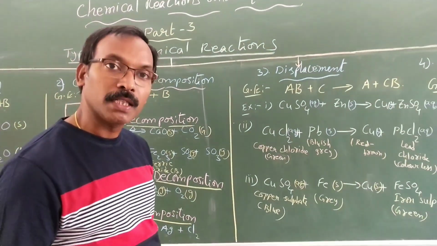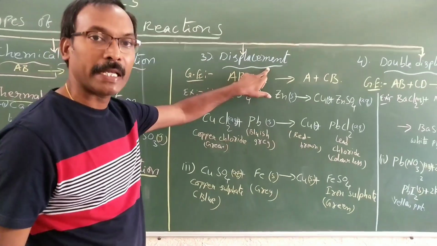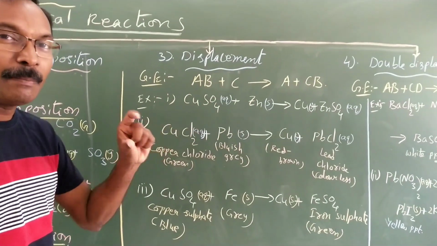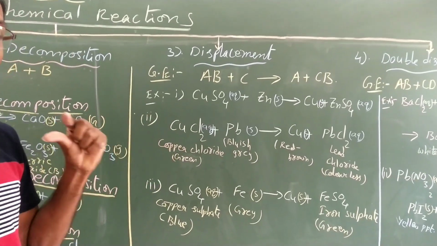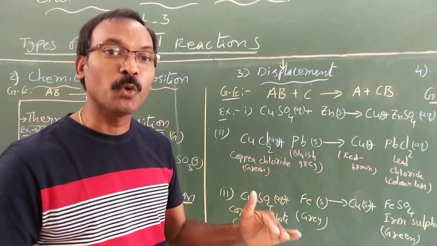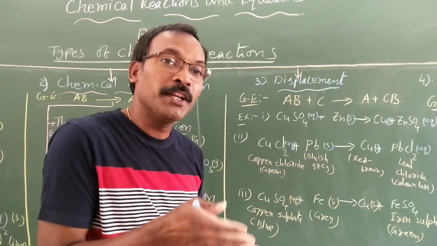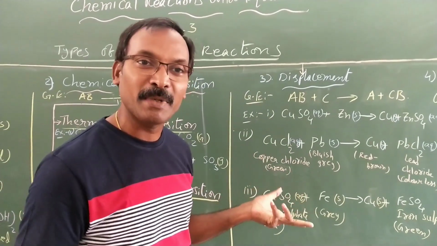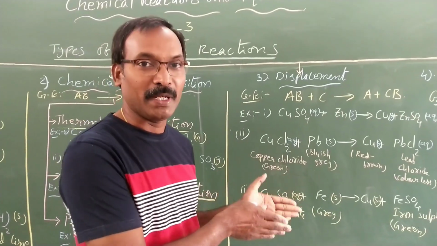Now come to the third type, that is displacement reaction. This is nothing but chemical displacement. The meaning itself, displacement, makes us understand something is moving out of its place and the other new thing will be settling in the place of the old one. That itself is nothing but displacement. It is replacing one's place.